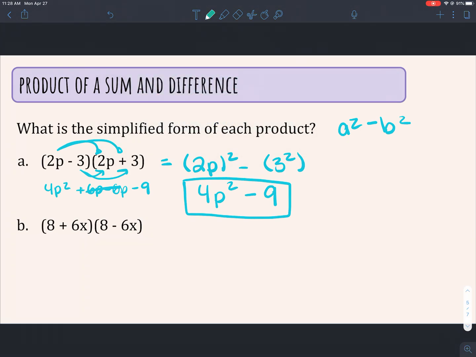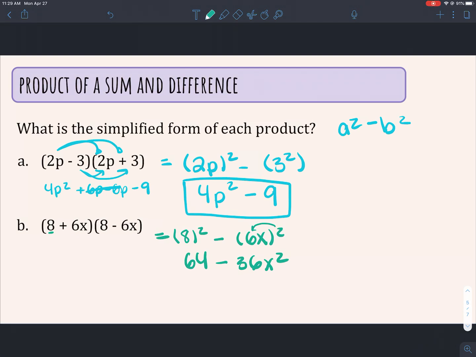Let's do one more. So for this one, again, I could follow the same route. Notice a is now an 8, so I have 8 squared, and then I'm going to have minus 6x squared. So 8 squared is 64 minus, and then 6 squared gives us 36x squared.